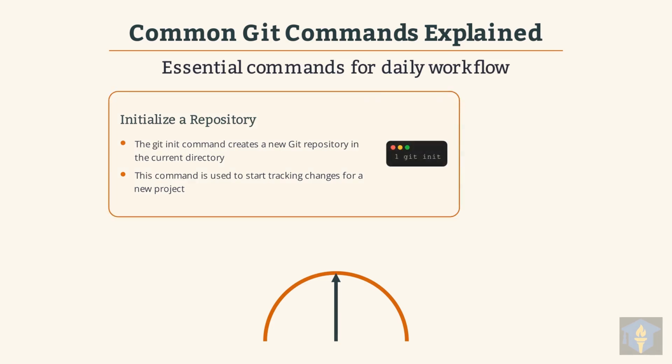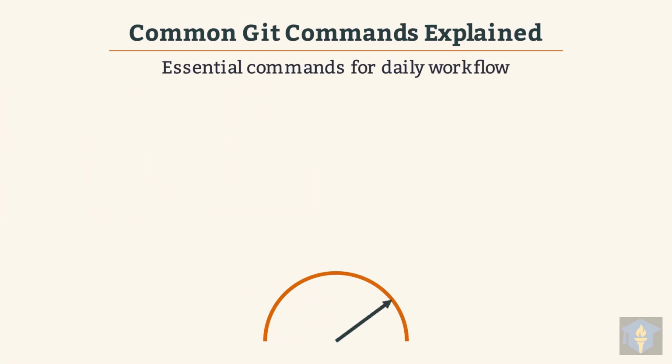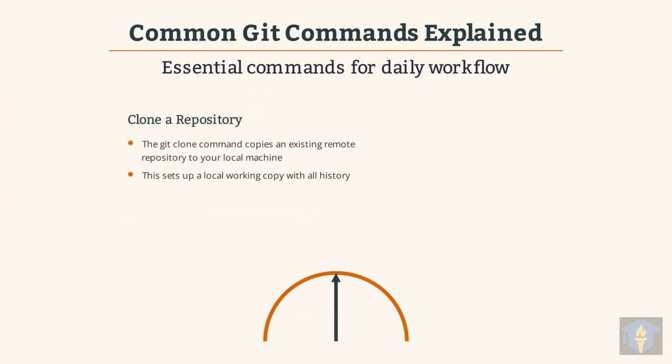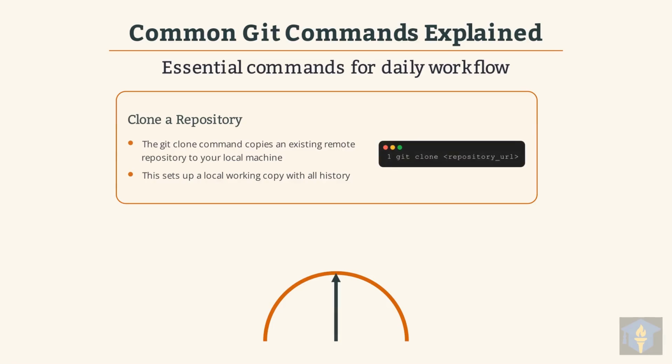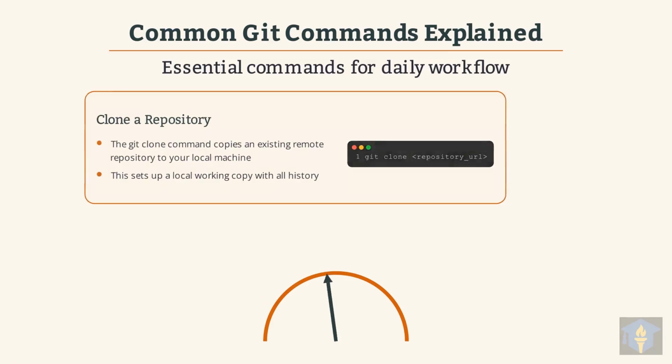You simply type git init in your terminal to begin tracking your project's version history and set up Git. Next, we have the command to clone an existing repository, which is crucial for joining a team project. The git clone command copies an existing remote repository from a server onto your local machine, including its entire history. You'll use git clone followed by the repository's URL to get a local copy of a project.